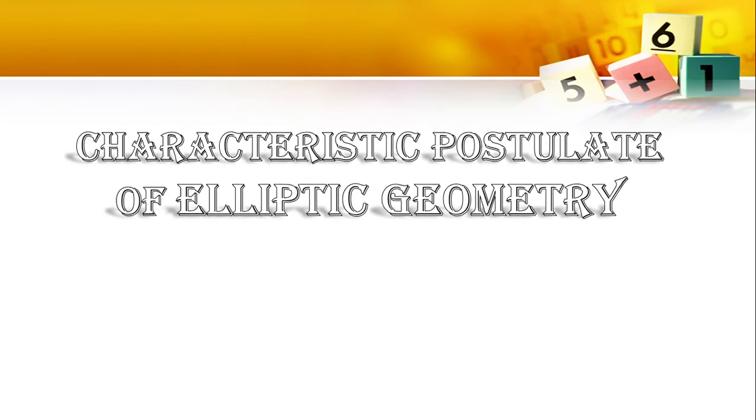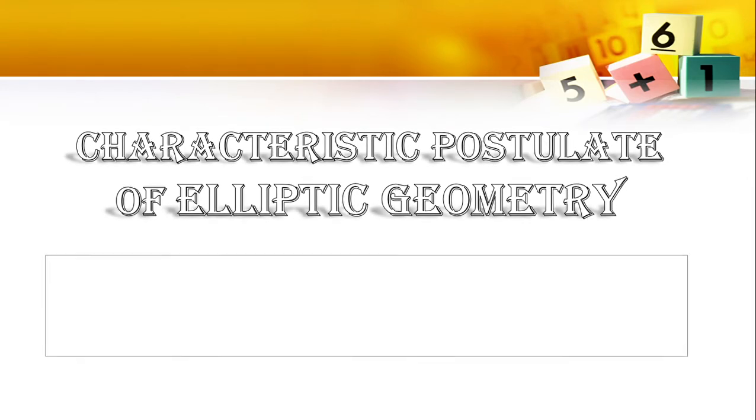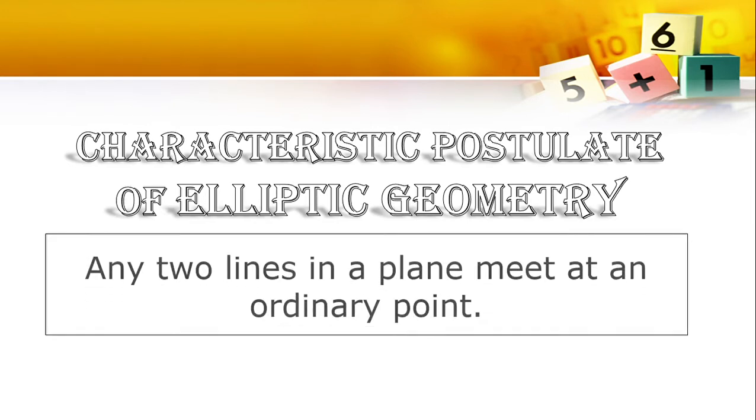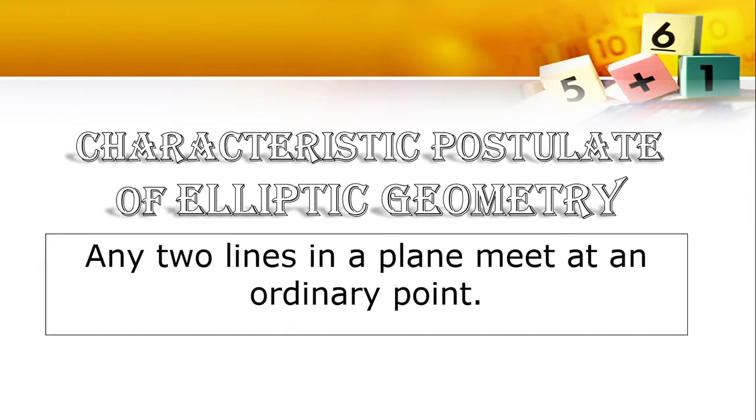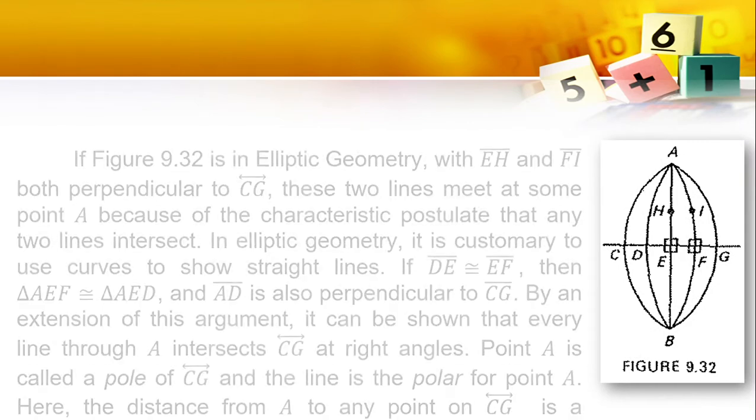So I will first discuss the characteristic postulate of elliptic geometry. So this is the postulate: any two lines in a plane meet at an ordinary point. So we have here figure 9.32.